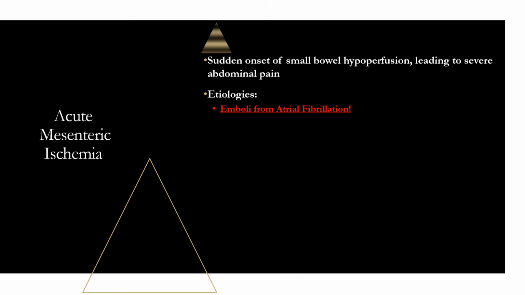If that is asked, you should know that. So superior mesenteric artery is the most common place for it to get lodged, and it's just due to the diameter, and then it has a narrow takeoff angle. So that's important to know as well. So emboli from AFib, that's the most important.